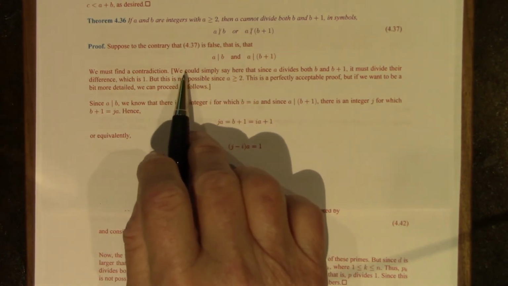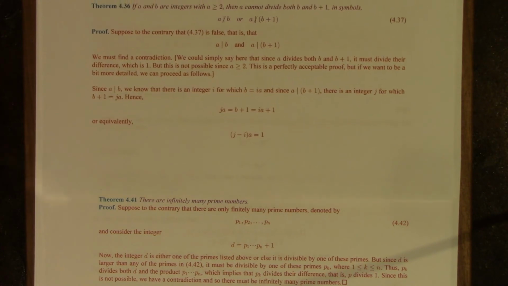Now this is thinking out loud. We could simply say that since A divides both B and B plus 1, it must divide their difference, which is 1. And that's not possible. Since A is bigger than or equal to 2, it cannot divide 1. And that would be a perfectly acceptable proof. But if you're writing a proof on a test, if someone else is going to judge your proof writing skills, you might want to elaborate just a little bit.